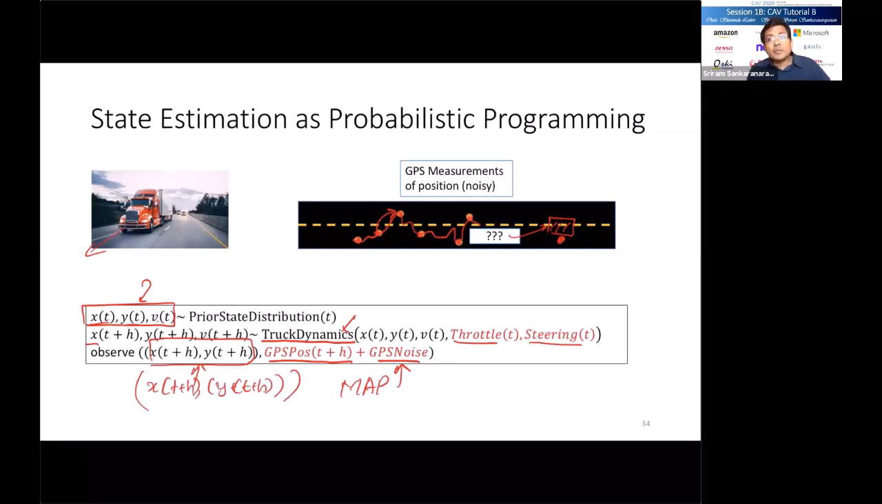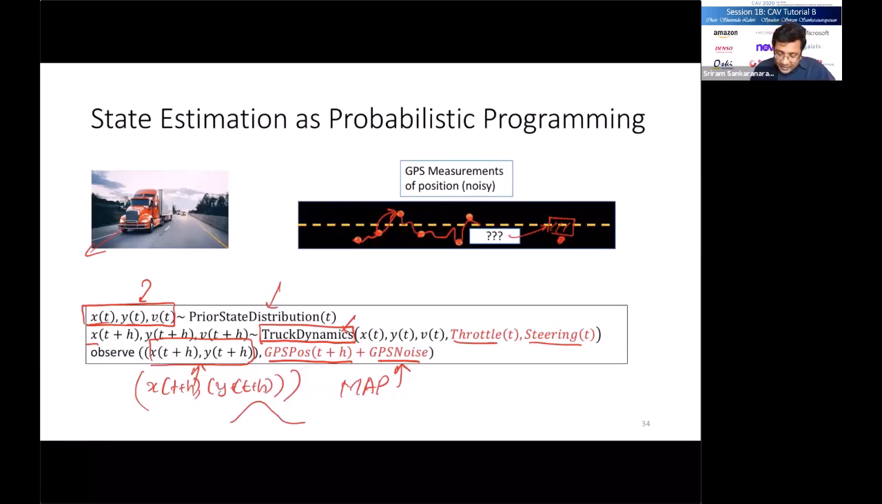Most famous contribution here is by Kalman, who showed that if every distribution is Gaussian and the dynamics are linear, then this posterior is also going to be a Gaussian. And so Kalman showed how the posterior can be inferred very nicely through some kind of a recursive set of equations.